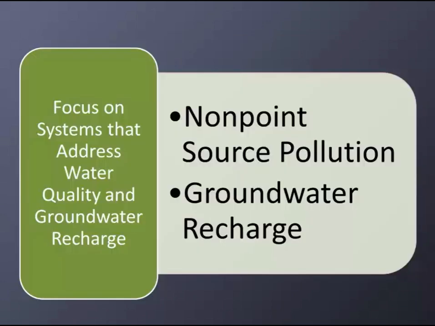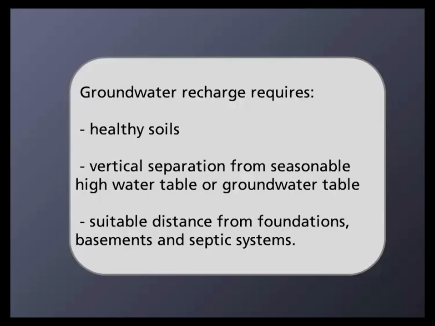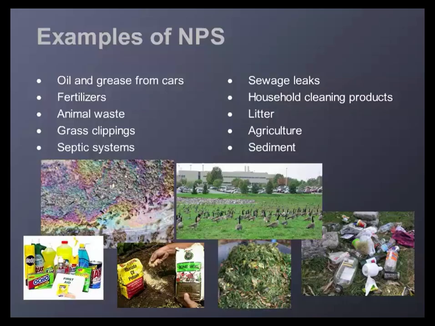Second objective for the applicant developer is to focus on systems that address water quality and groundwater recharge. Non-point source or NPS pollution is pollution associated with stormwater runoff. NPS occurs when runoff collects pollutants on its way to a collection system or water body. NPS pollution cannot be traced to a direct discharge point, such as a wastewater treatment facility. Groundwater recharge requires healthy soils, vertical separation from seasonal high water table or groundwater table, and suitable distance from foundations, basements, and septic systems.